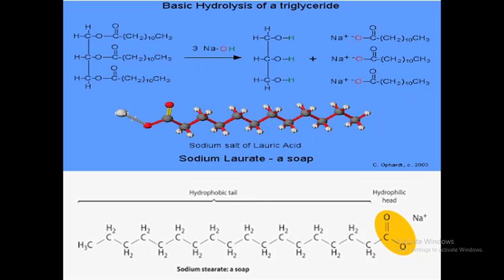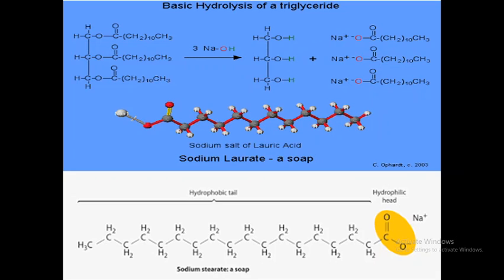Sodium soap is prepared by base hydrolysis of triglycerides. Triglycerides are the esters of glycerol and fatty acids. Glycerol contains the hydroxyl group and fatty acid contains the carboxylic acid group. So when they react together, it results in the formation of an ester, that is, your triglyceride.